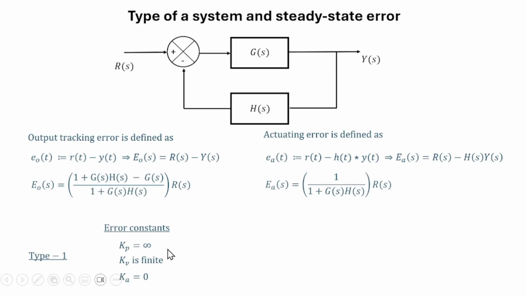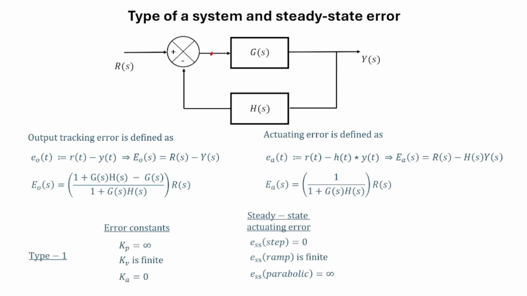Similarly, for a type 1 system, we already know Kp is infinity, Kv is finite, and Ka is 0. So similarly, the steady state actuating error, which is basically the error at this point, as t tends to infinity goes to 0 for step input. It is finite for ramp input and infinite for parabolic. Again, for output tracking, we cannot comment on the steady state error.